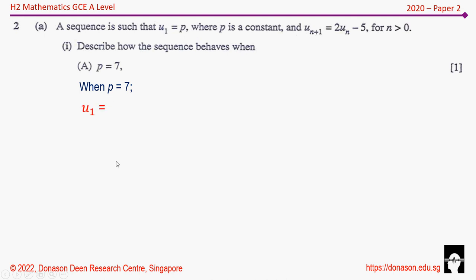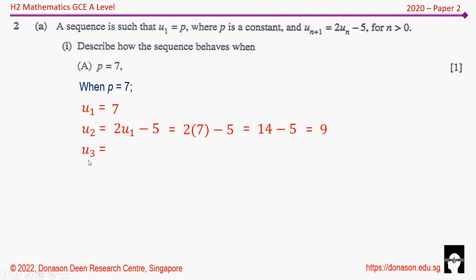So when p is equal to 7, what would be u1? Of course it will be simply 7, so we're going to write 7, and now we can use this formula to work out the value of u2. So u2 would be equal to twice u1 minus 5, so 2u1 minus 5, but we already have u1 as a constant, that's 7. So let's replace u1 with 7, so we have twice 7 minus 5. Twice 7 is 14, you subtract 5, and that works out to 9. So from 7 the next term becomes 9.